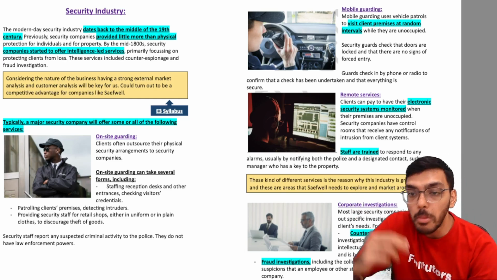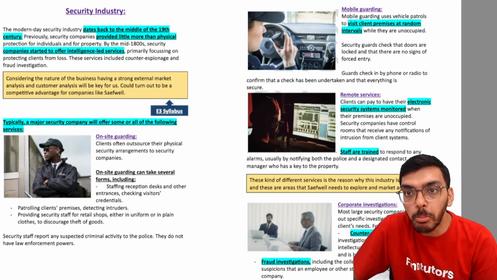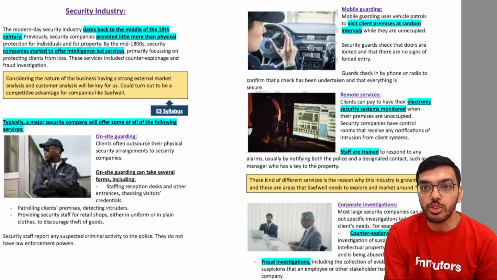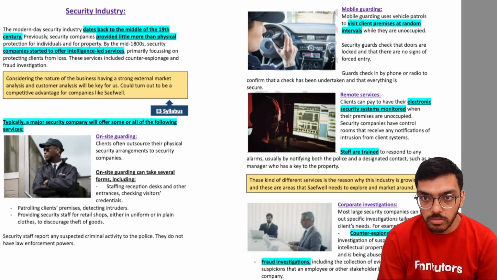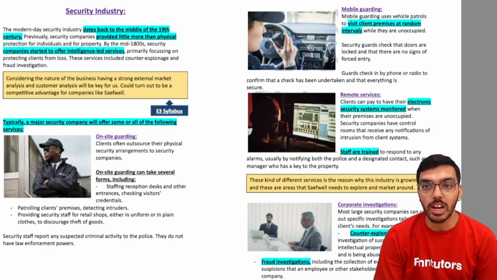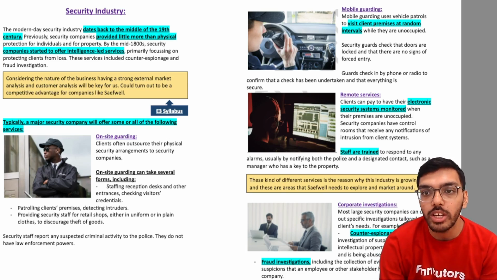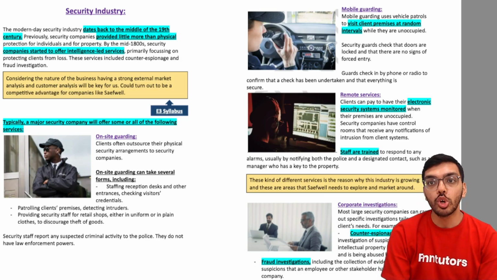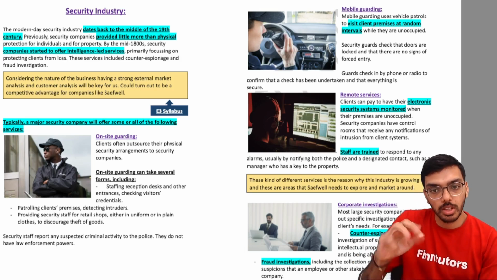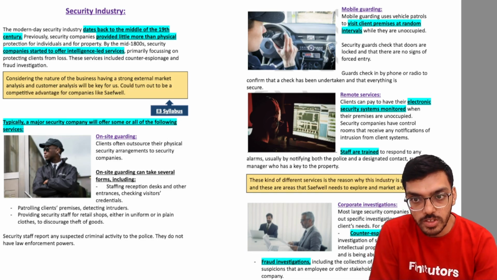The second one is mobile guarding. Now, mobile guarding uses vehicle patrols to visit client premises at random intervals. Security guards will check if the doors are locked and there is no sign of anything going wrong. So, mobile guarding. Third is remote services.